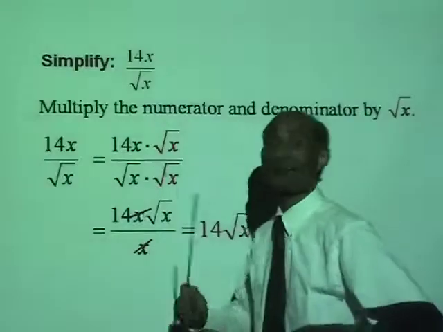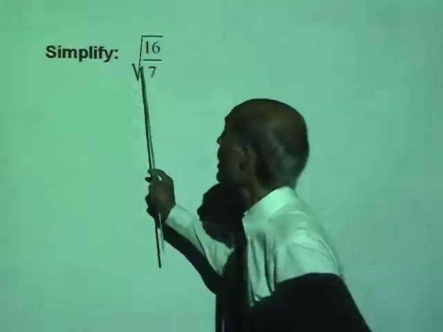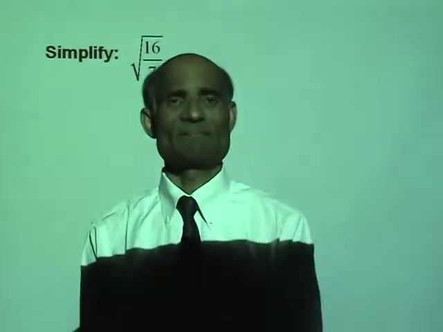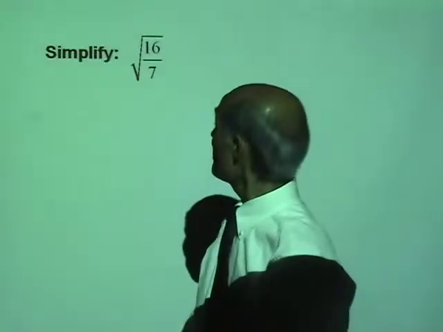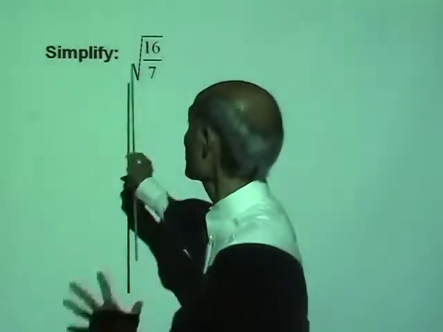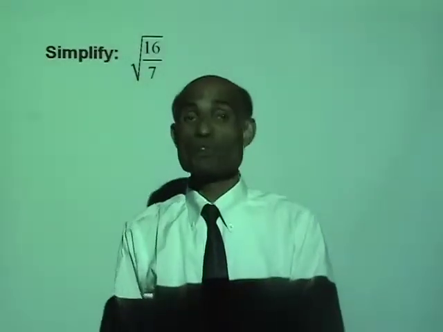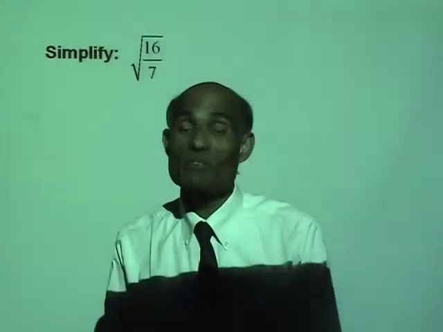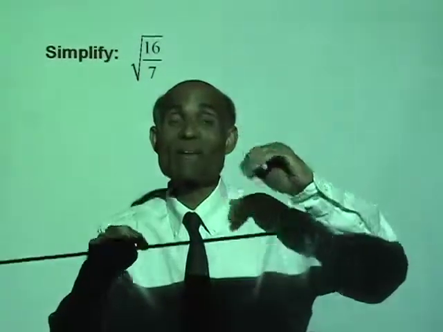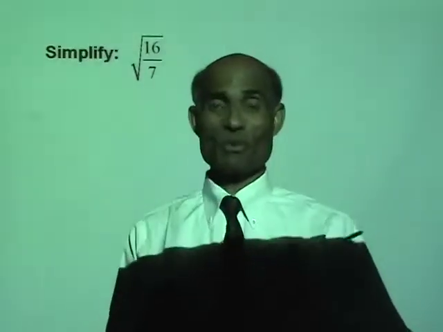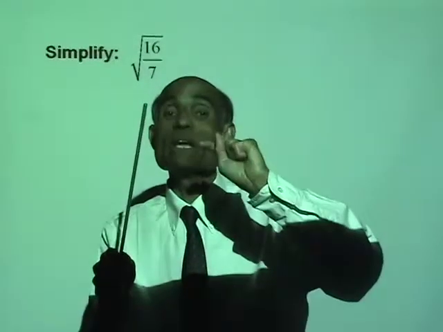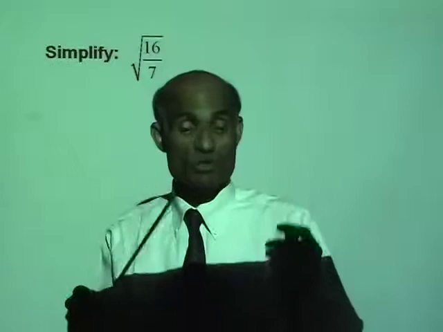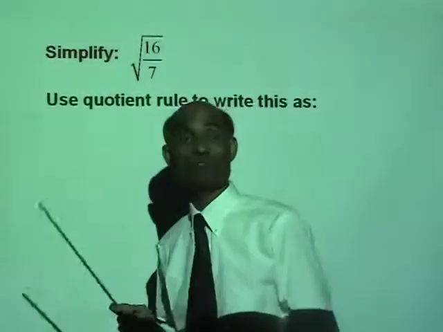Alright, let's try another one. Square root of 16 divided by 7. Simplify. Now, do you remember any rule that we have done in order to simplify quantities like this? Square root of 16 divided by 7. The method that we have to use here is the quotient rule I gave you. I don't know if you remember that rule. Square root of a over b is square root a over square root b. That is the quotient rule. So we use the quotient rule here.